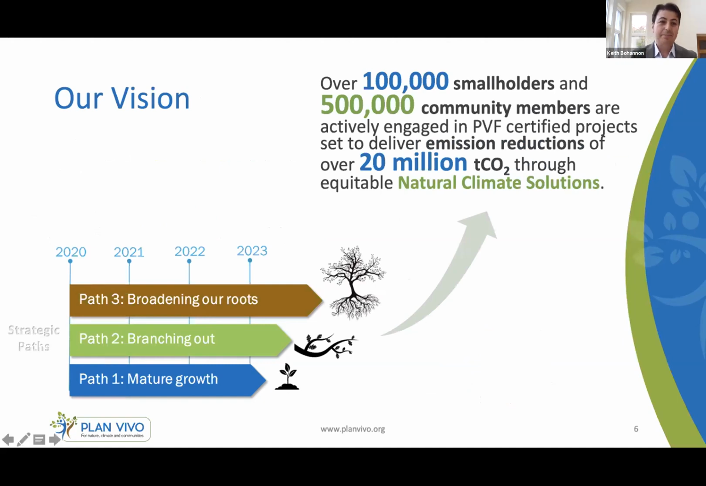Just thinking a little bit more about the future. We have an ambitious vision to try and grow our impact by 5-fold in the next 5 years. That would allow us to reach over 100,000 smallholders and scale up to reach 500,000 community members and put us set to deliver over 20 million tons of CO2 reductions. And this would all be achieved through that model of equitable natural climate solutions.